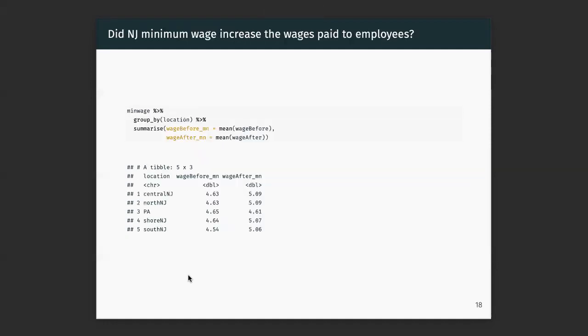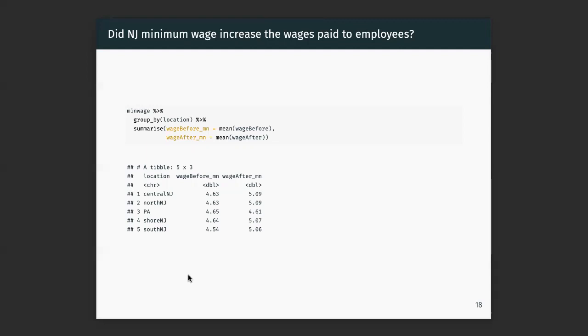So did the New Jersey minimum wage increase the wages paid to employees? First, let's group by location, right? Because effectively that's going to determine whether you're in the treatment or control group in our study. Location is a proxy for minimum wage exposure. Then we can compute the mean wage before and the mean wage after. So for Central Jersey, we see a 4.63 to 5.09 increase in wage, 4.63 to 5.09 in North Jersey, 4.64 to 5.07, 4.54 to 5.06, and then in Pennsylvania, 4.65 to 4.61.